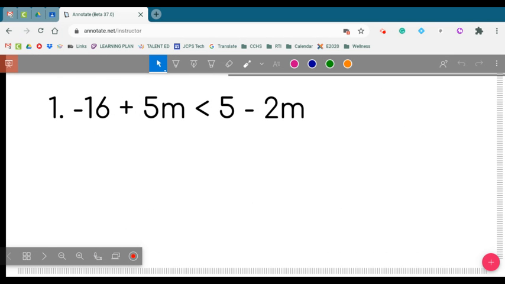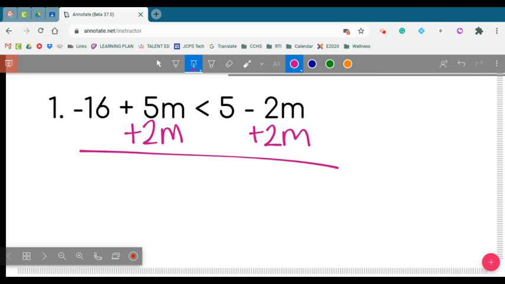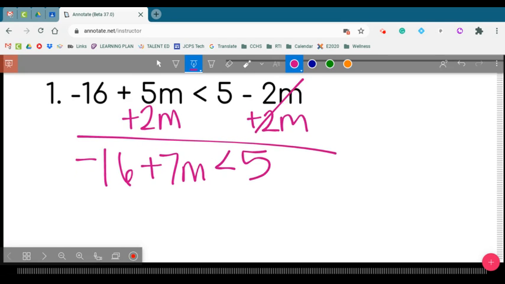So you have negative 16 plus 5m is less than 5 minus 2m. So first we have to move our variable to the left side. So we're going to move this 2m. We have to do the opposite, which is adding 2m. We got to add it to the 5m. So we get negative 16 plus 7m is less than 5.